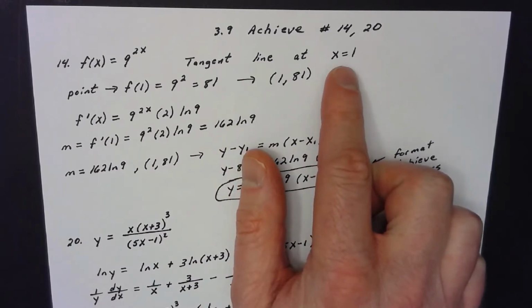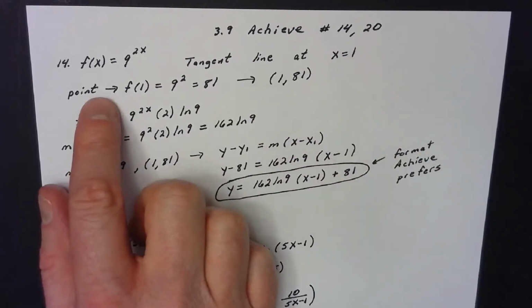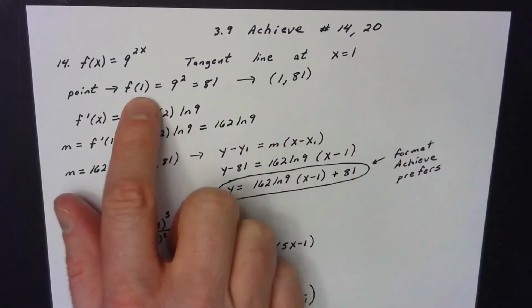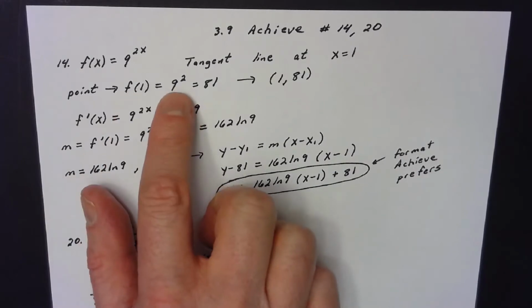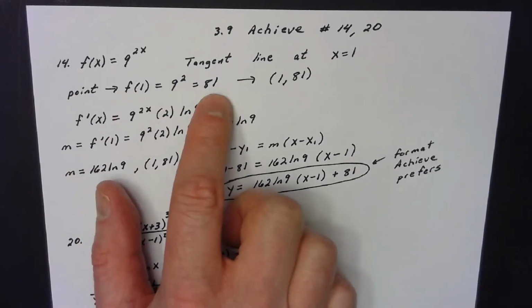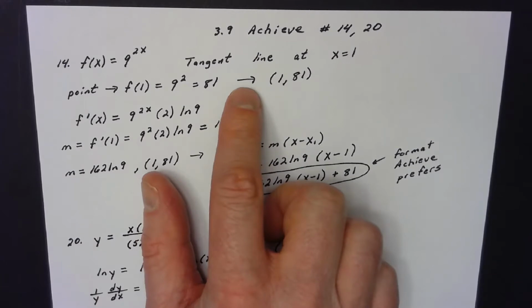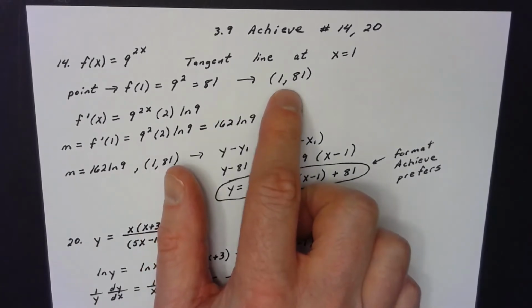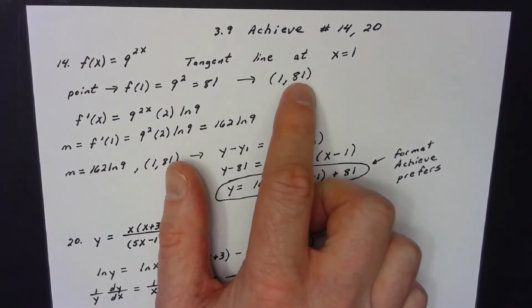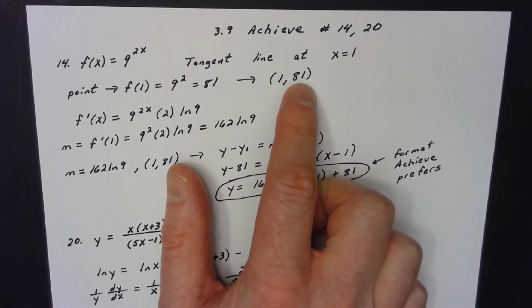So in this case, if I needed a tangent line at x equals 1, then I first had to find the point. So you'll see all I did is I plugged 1 into the original function, and I just get 9 to the second power, which I know is 81. Therefore, my point that this tangent line goes through is the ordered pair (1, 81). Now I need to try to find the slope.